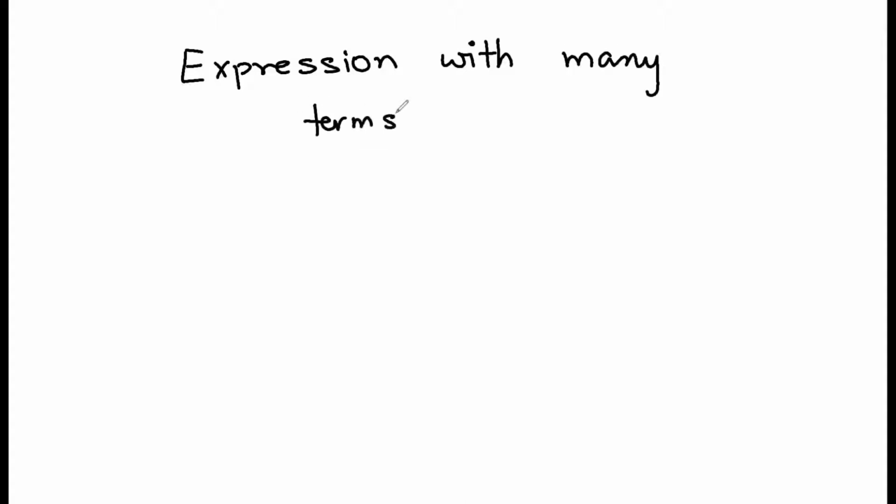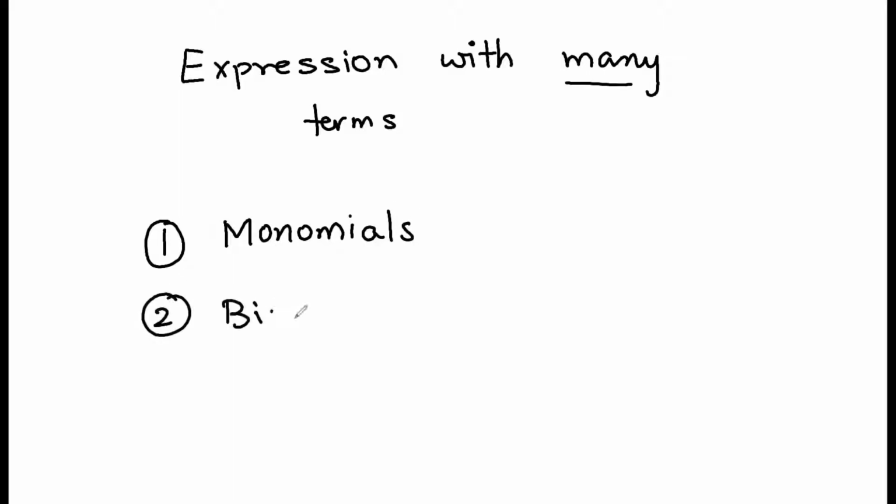So what is a polynomial? A polynomial is simply an expression with many terms. So poly means many, right? Polynomials come to us in different forms. So when you talk about a polynomial, we talk about monomials, binomials, and trinomials.